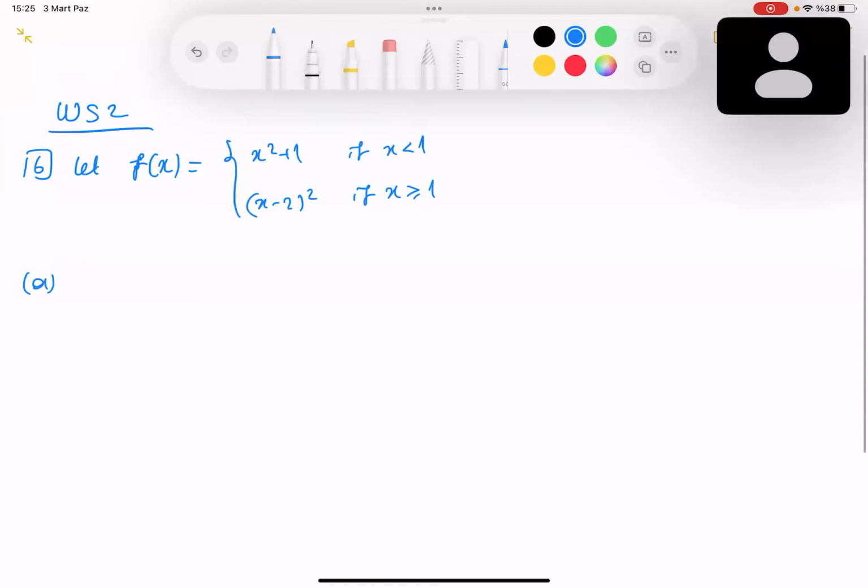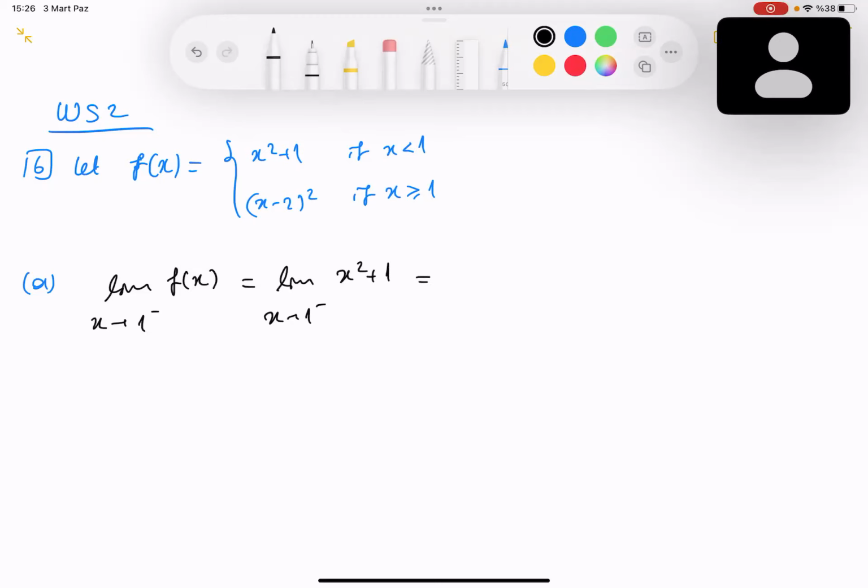Okay. This is problem 6. All right. So in the first part, we will find the limit of f when x is approaching 1 from the left. The function is defined by x squared plus 1 when x is less than 1.